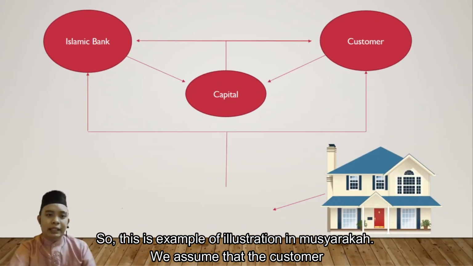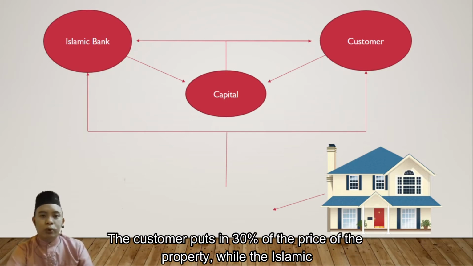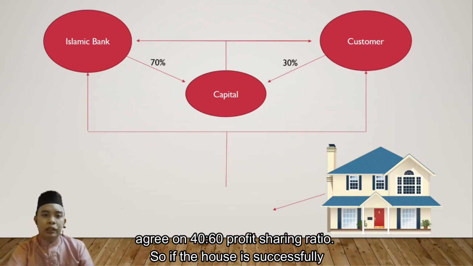So this is an example illustration of Musyarakah. We assume that the customer and the Islamic bank enter into a Musyarakah partnership contract in producing a house. The customer puts in 30% of the price of the property, while the Islamic bank contributes 70% of the price of the property. Both parties agree on a 40-60 profit sharing ratio.